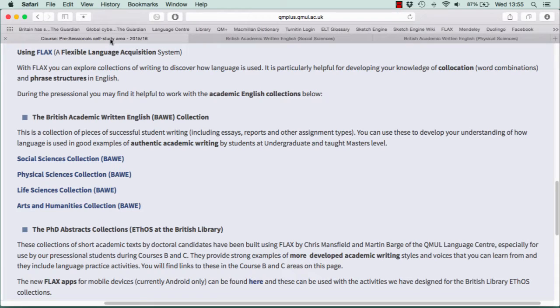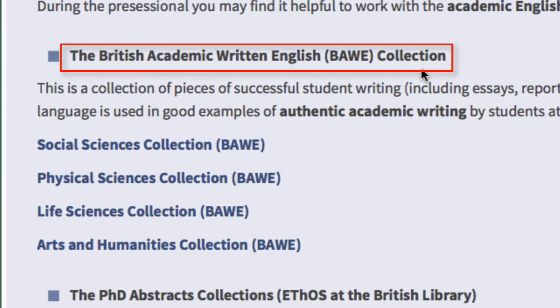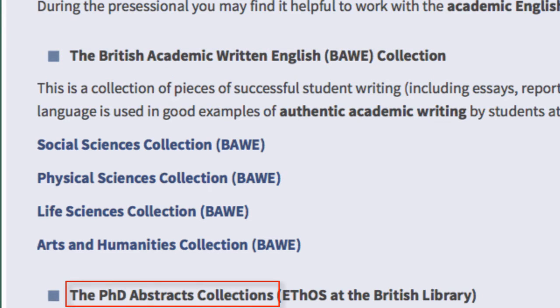You'll see on the Presessional self-study area that we have given you two different collections that you can work with in FLAX. The first one, which I'll focus on in this video, is the British Academic Written English collection of student writing which is incorporated in the British Academic Written English Corpus that we looked at in relation to Sketch Engine earlier. We also have a collection of doctoral writing from the PhD Abstracts collections that have been built specifically for students on courses B and C of the Presessional this year.